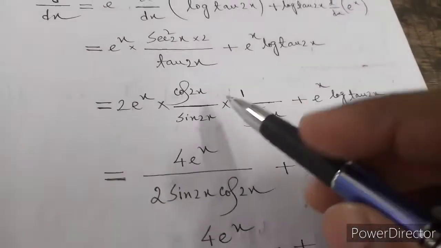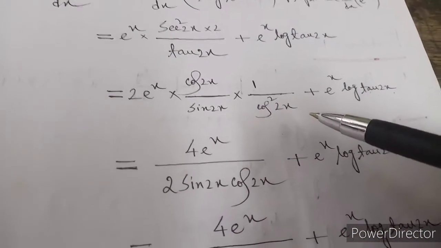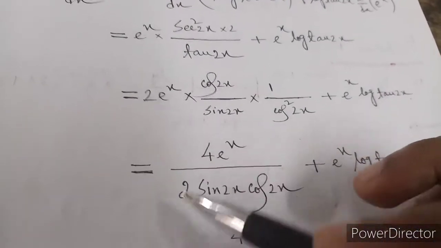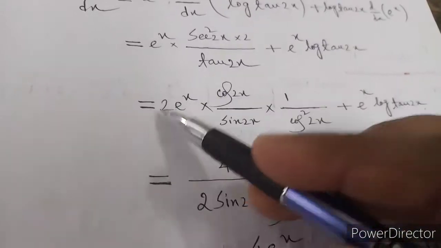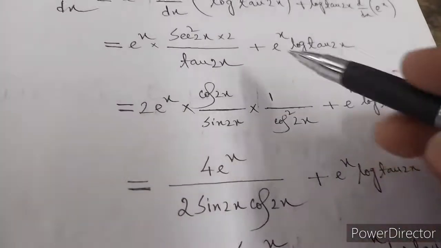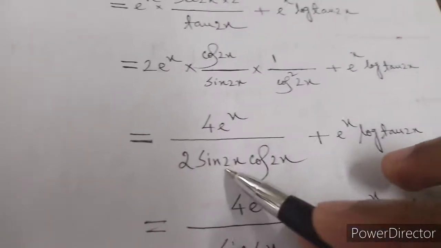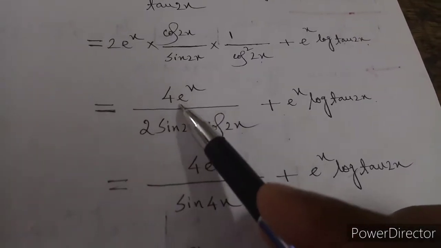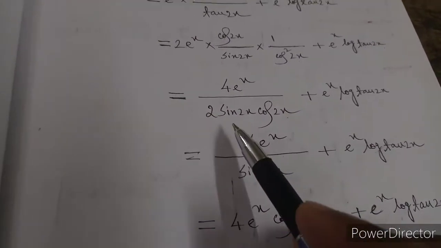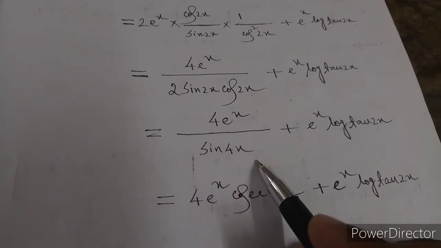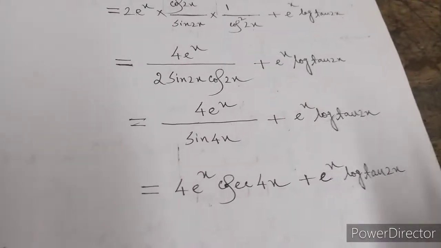Now if we simplify this, we multiply both numerator and denominator by 2, so we get 4 e to the power x, that is 2 e to the power x into 2 by 2. Now cos 2x cancels out, so sin 2x into cos 2x, plus e to the power x log tan 2x. So now it should be 4 e to the power x by 2 sin 2x cos 2x, that means sin 4x. Clear? And it is your answer.